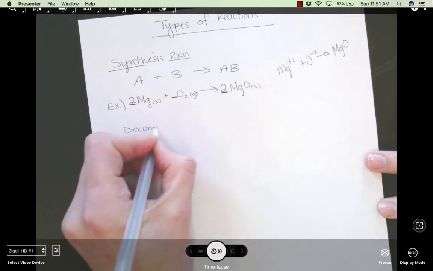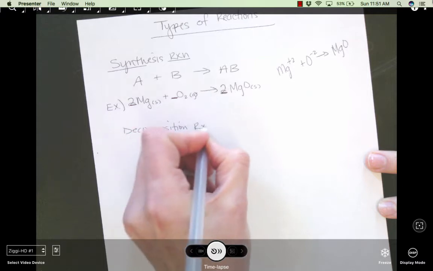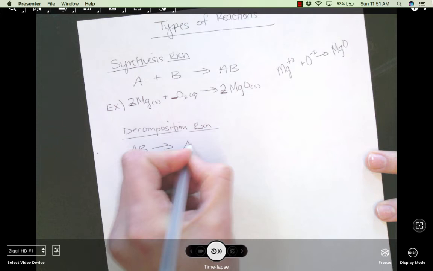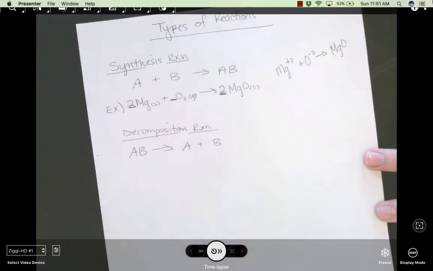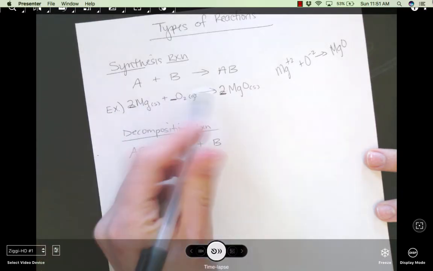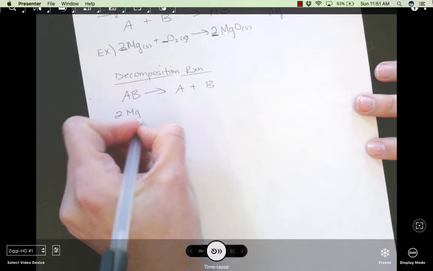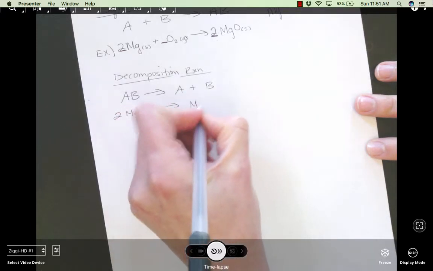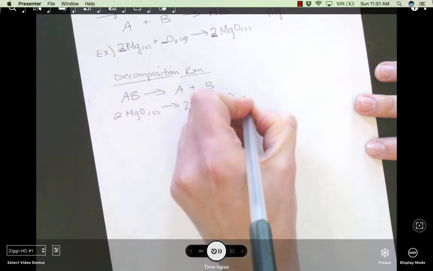Decomposition reactions are the exact opposite. A decomposition reaction is when you take that AB and it falls back apart into A plus B. So if I were to write this, I could write the exact opposite of this equation. Just as an example, to keep it simple, I could take magnesium oxide and it would fall back apart into magnesium and diatomic oxygen, like that. So you just write it backwards.